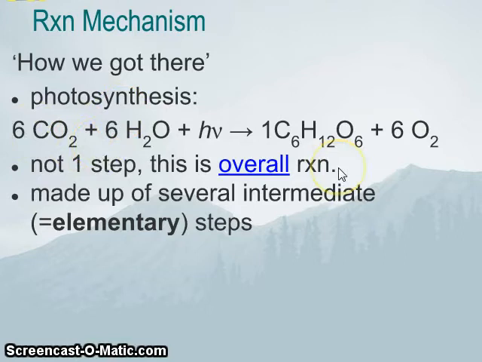So this is the overall reaction, basically where we started from and where we finish. But there's a whole bunch of intermediate reactions that take place that give us this overall reaction. And those intermediate steps are referred to as elementary steps.